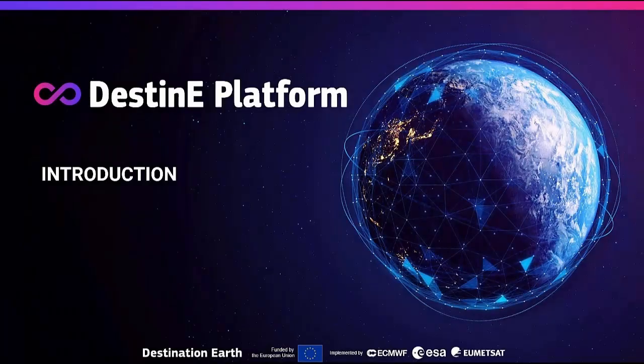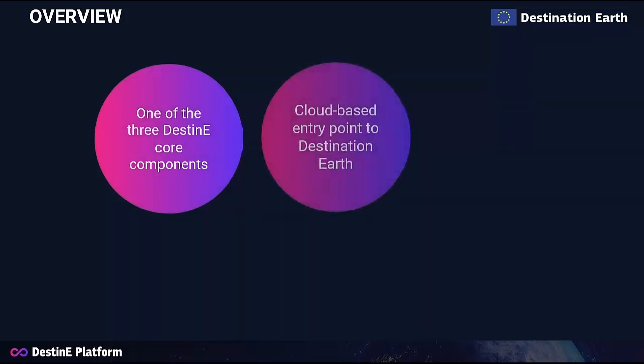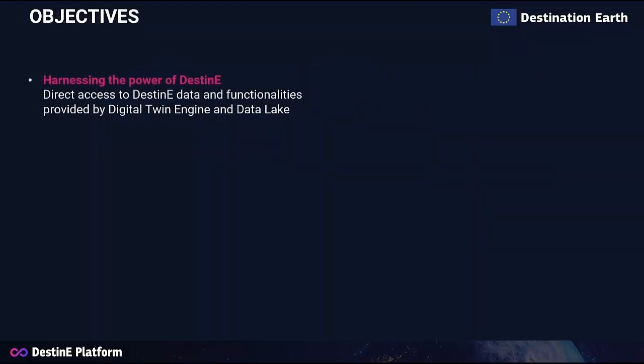Hello and welcome to this introduction to the DestinE platform. We'll start with a quick overview. DestinE platform is one of the three Destination Earth core components, along with the data lake and the digital twins. It is in fact the cloud-based entry point to the Destination Earth initiative, and it is defined as an ecosystem of services. The objectives of the DestinE platform are to harness the power of DestinE.